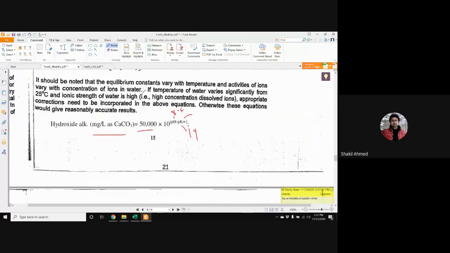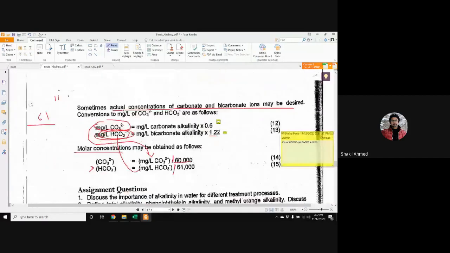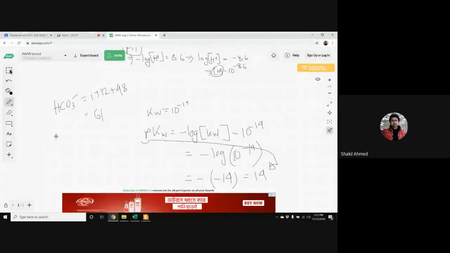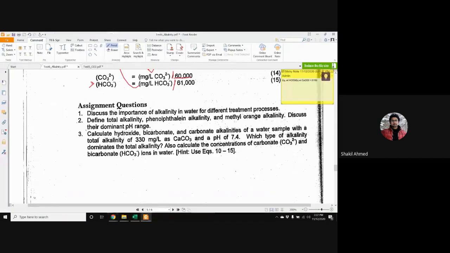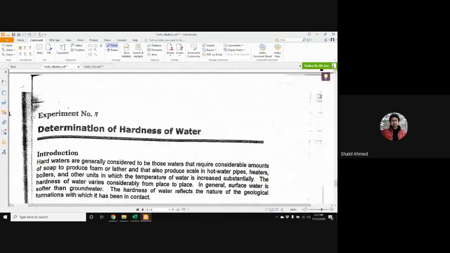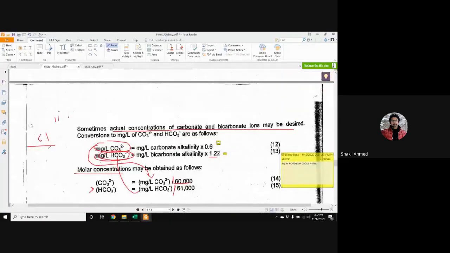And we are converting from calcium carbonate. So what is the calcium carbonate equivalent weight? 50, right? So it is divided by 50. What does it come to? 1.22.